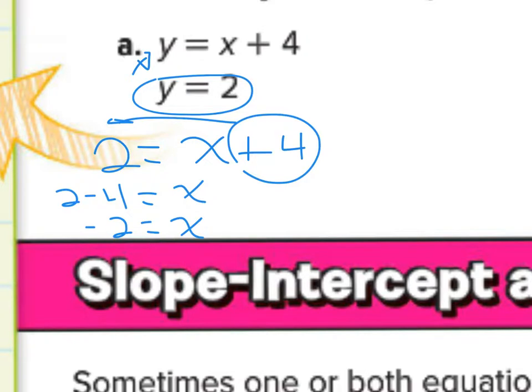So if x is -2, I can have my coordinates as x is -2 and y is already 2. It's been given to us. There it is. That is the solution of the system of equations right there. -2, 2.